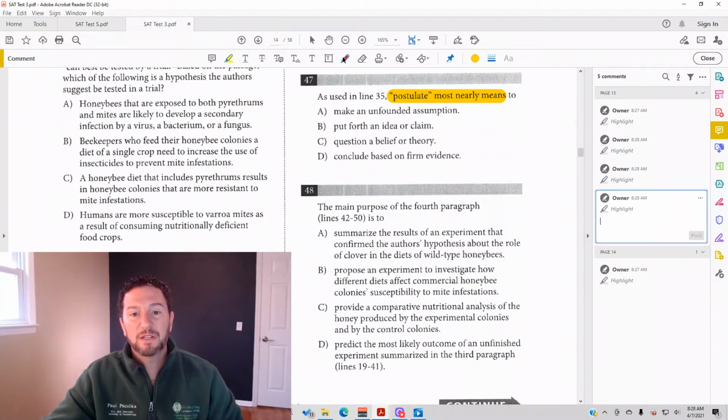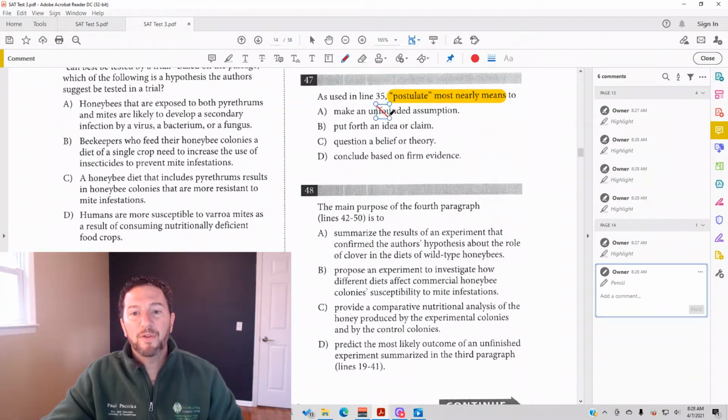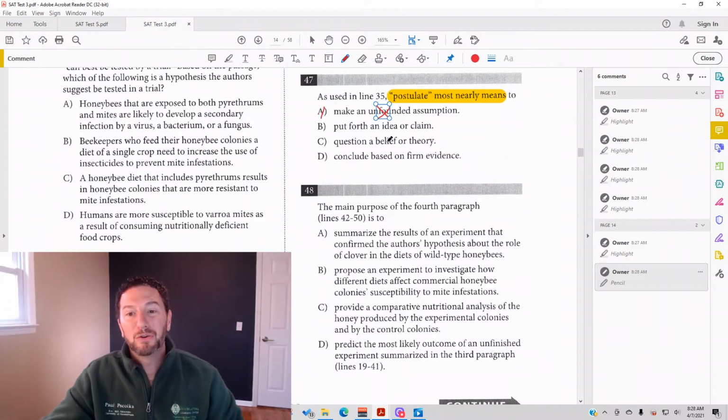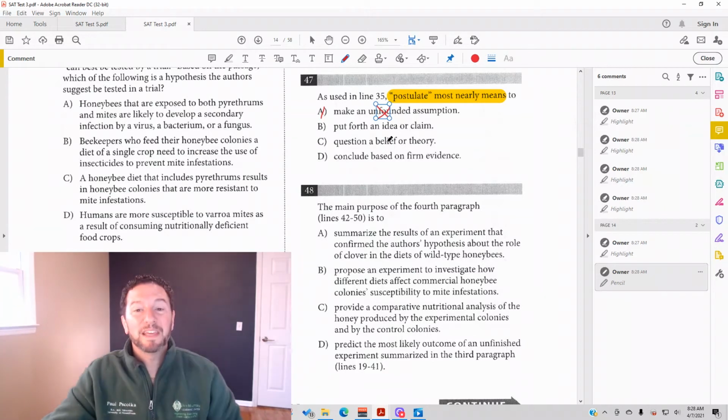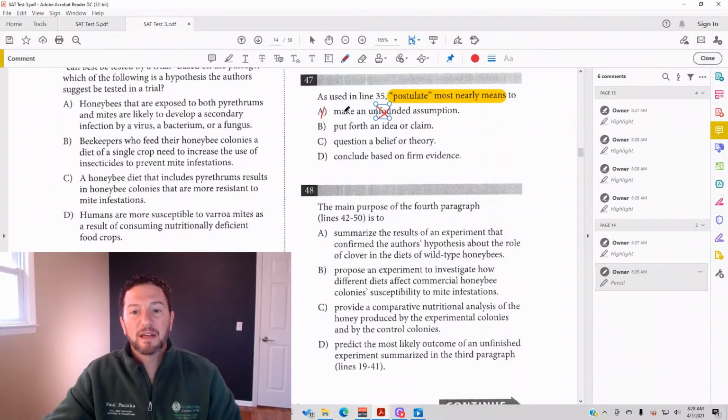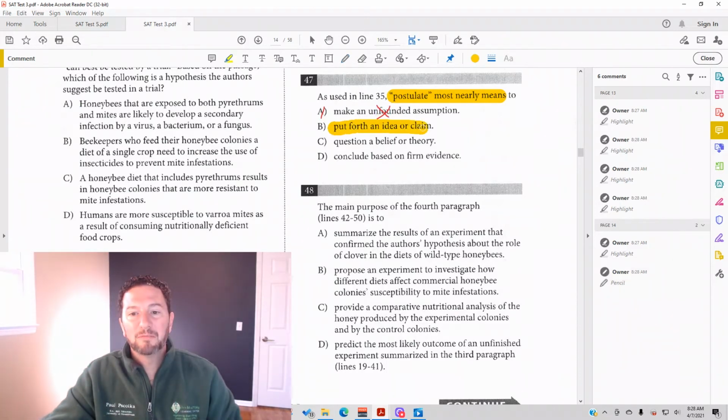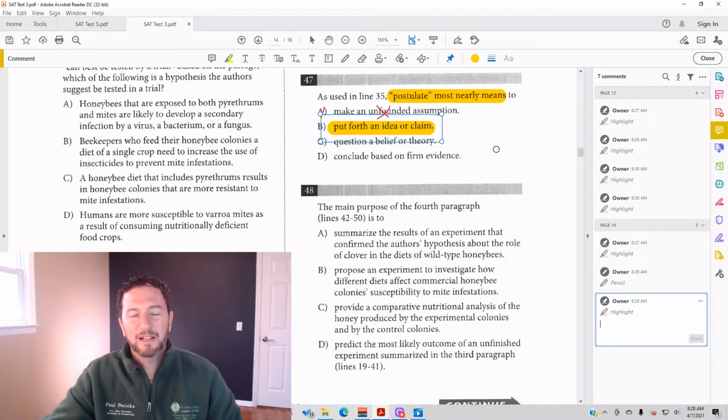So answer choice A, make an unfounded assumption. So unfounded means it has no basis, but as you might know from middle school science class, to postulate or to hypothesize is to make an educated guess. It has some basis for you making that guess. Answer choice B, put forth an idea or claim. That makes sense because you'd only claim something that has some sort of a basis.